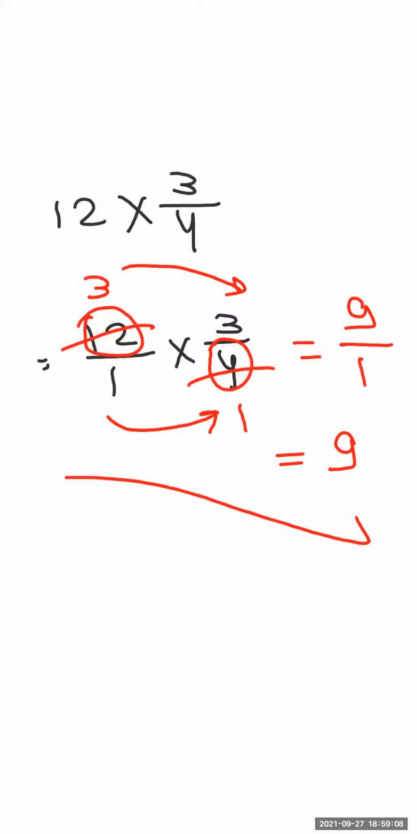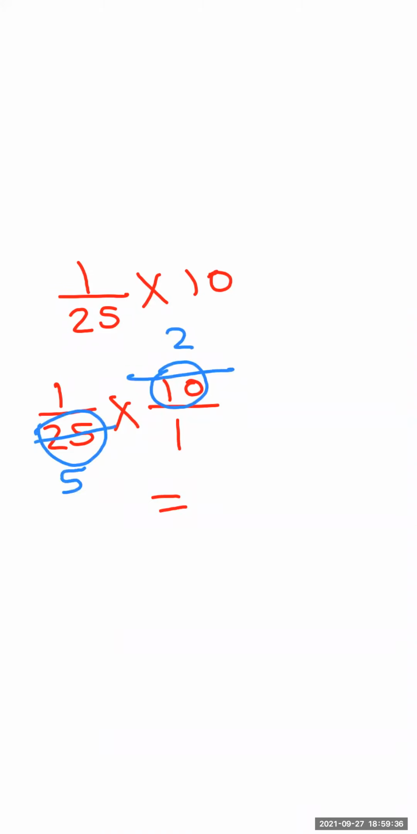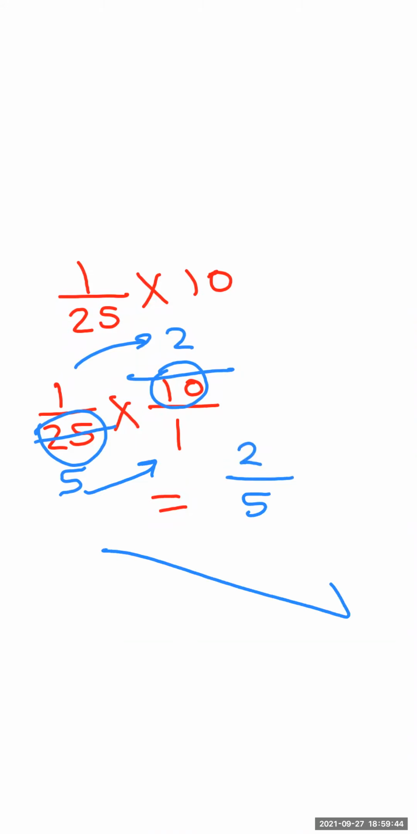One more question again. If it's like that, 1 over 25 times 10. 10 means 10 over 1 because it's a whole number. So now simplify. Can we simplify 25 and 10? Yes, of course. How? Both of them are divisible by 5. So divide this one by 5 equals 2, divide this one by 5 equals 5. So it will equal 1 times 2, which is 2, over 5 times 1 equals 5. That's it.